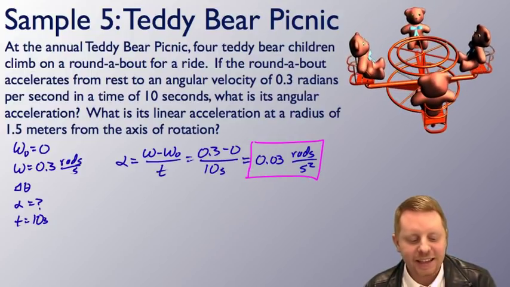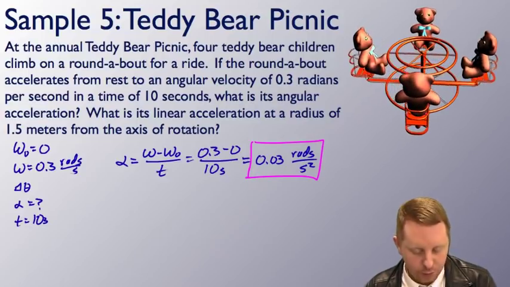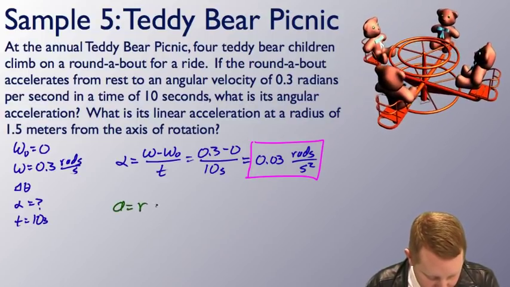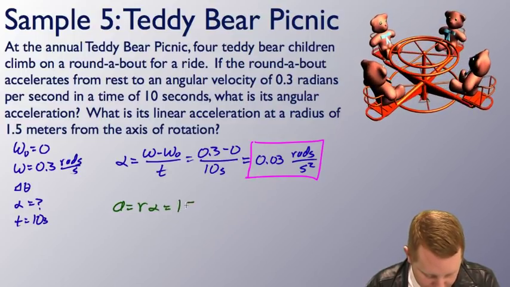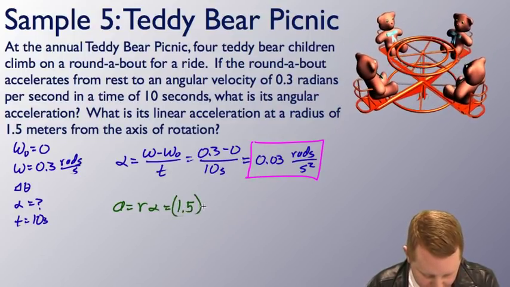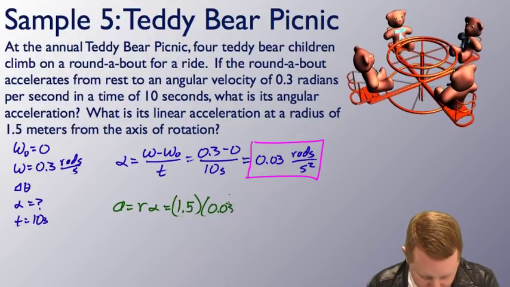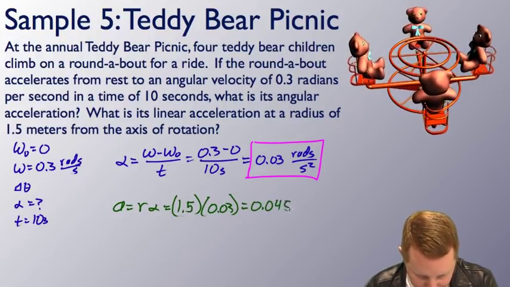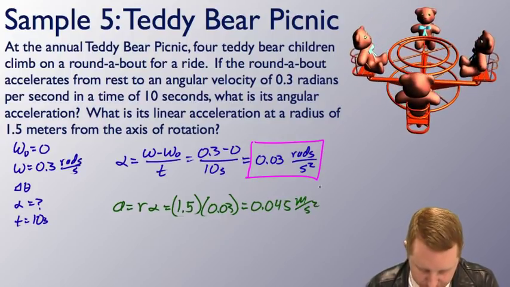Now to find the linear acceleration at a radius of 1.5 meters from the axis of rotation, A equals R alpha, which is going to be 1.5 meters times 0.03 radians per second squared, or 0.045 meters per second squared.